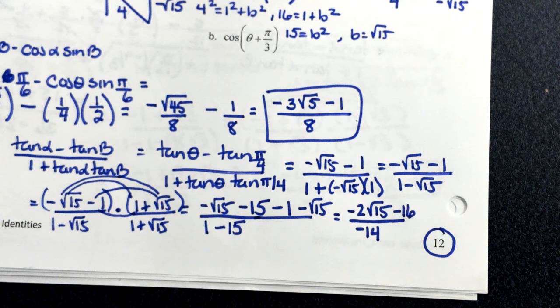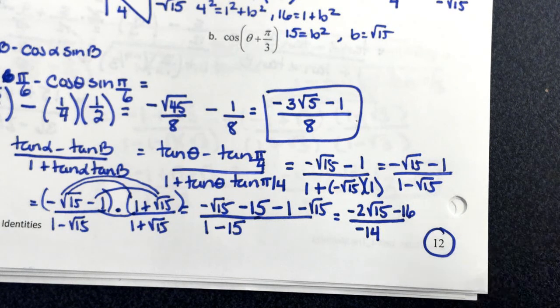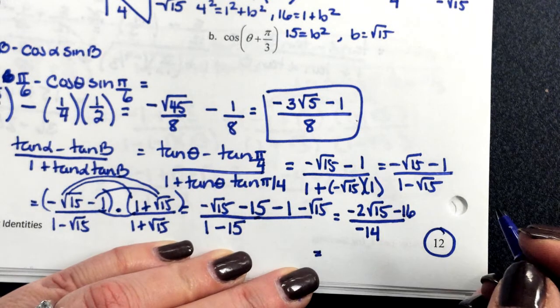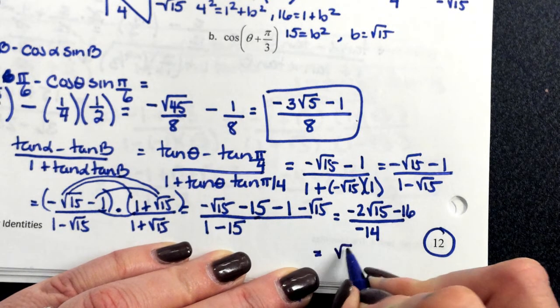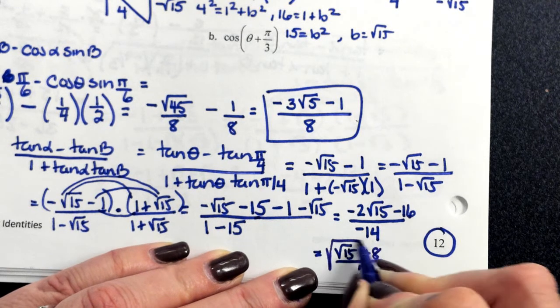Remember, after you do your conjugate work, see if now you can simplify your fraction. Can you divide a common factor out of every single term? You can divide out a what? 2. Even better, you can divide out a negative 2. So that's going to give me square root of 15 plus 8 all over 7. So there's your final answer.